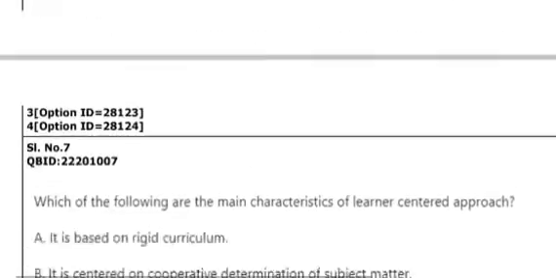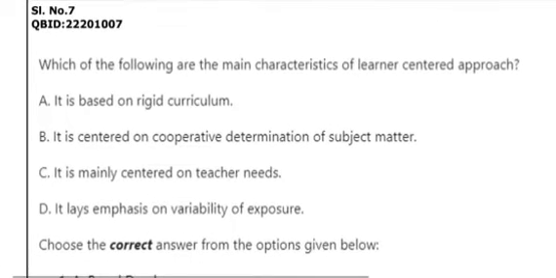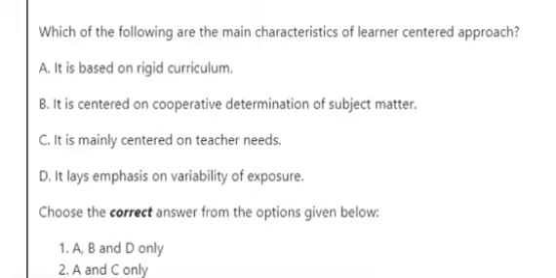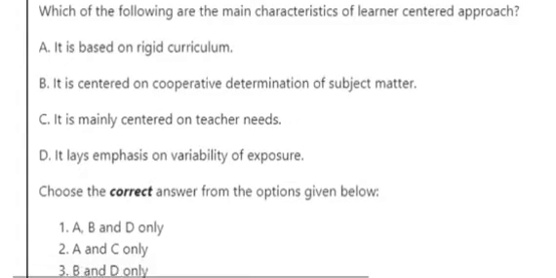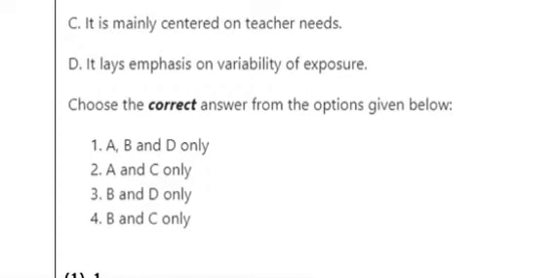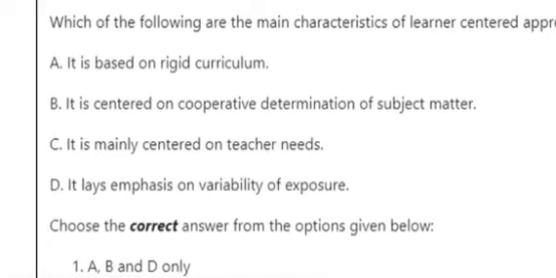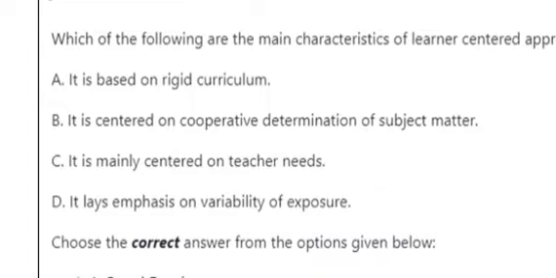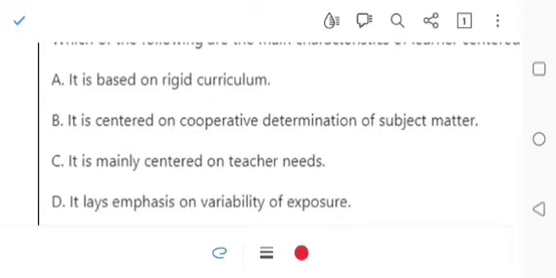Moving on, we have got another question. It says, which of the following are the main characteristics of learner-centered approach? A. It is based on rigid curriculum. B. It is centered on cooperative determination of subject matter. C. It is mainly centered on teacher needs. D. It lays emphasis on variability of exposure. So options are like this: A, B and D; A and C; B and D; B and C. So option C will be correct. That means B and D are correct. B: it is centered on cooperative determination of subject matter, and D: it lays emphasis on variability of exposure. This is done.